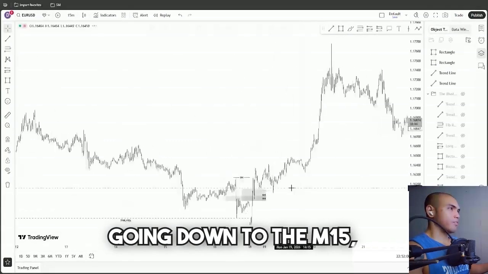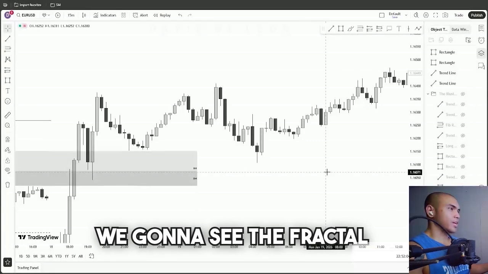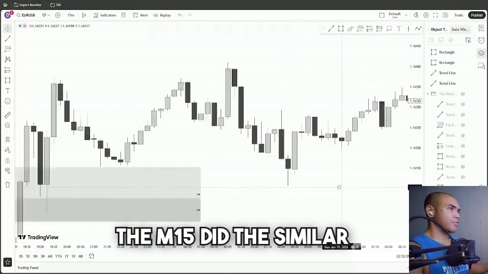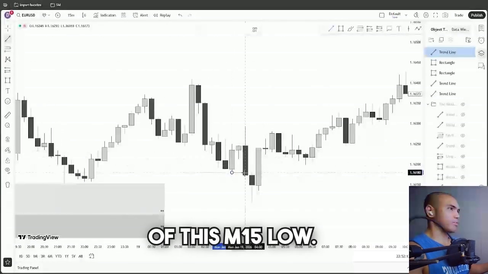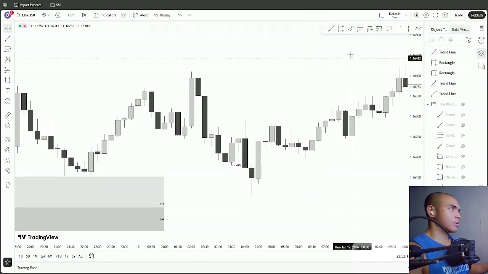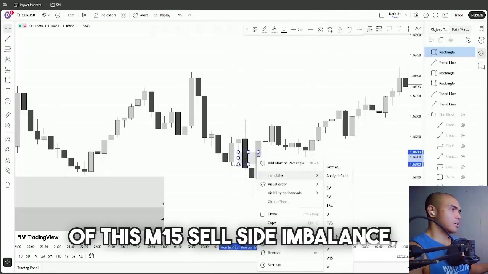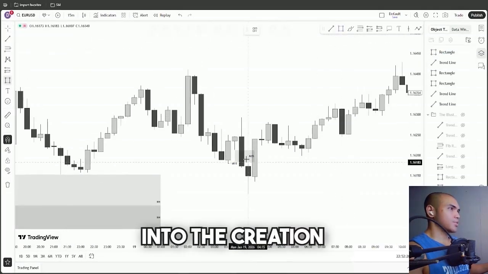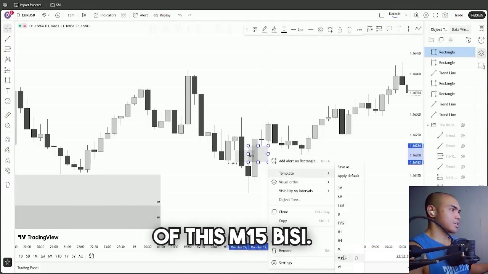Going down to the M15, here we're going to see the fractal nature of the market. The M15 did a similar thing to the H4, which is the liquidation of this M15 low, and the disrespect of this M15 sell side imbalance, leading to the creation of this M15 BC.